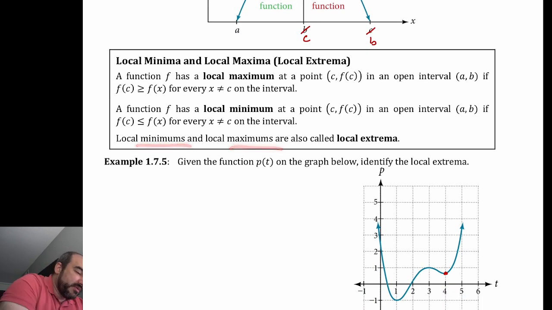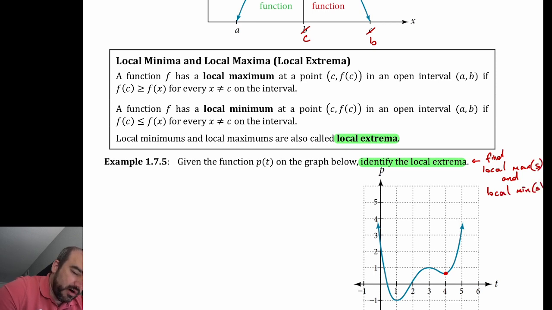Local minimums and local maximums are also called local extrema, just as a joint word. You may see that. The question may say, identify the local extrema. That's asking for both the local maximums and local minimums. Okay? So if you see this wording here, identify local extrema, that means find local maxes and local mins, if there are more than one. Right, you've got to find all of them.